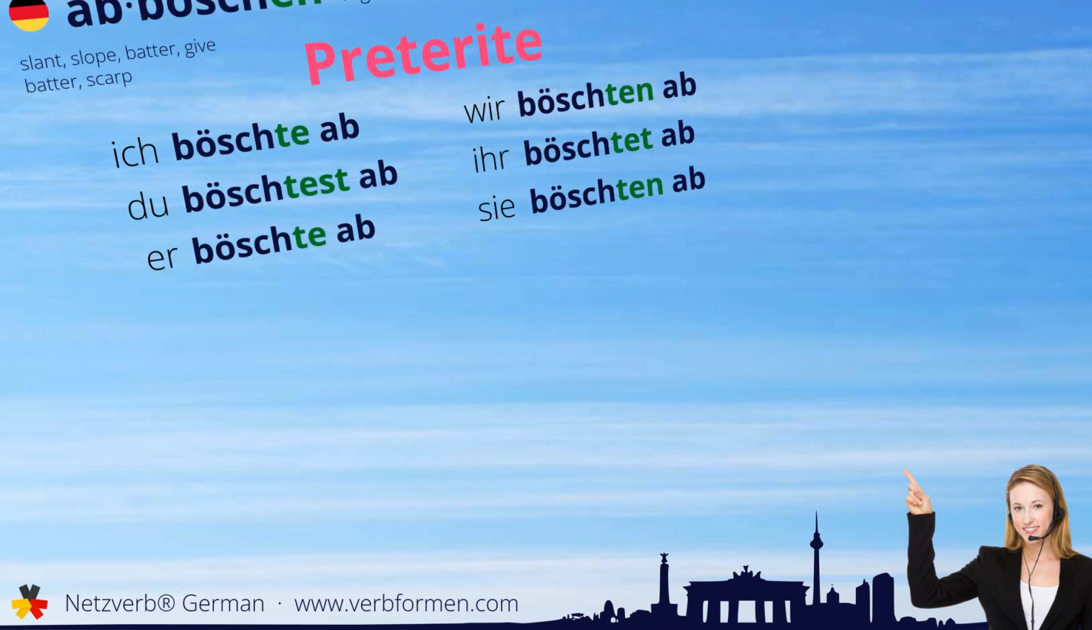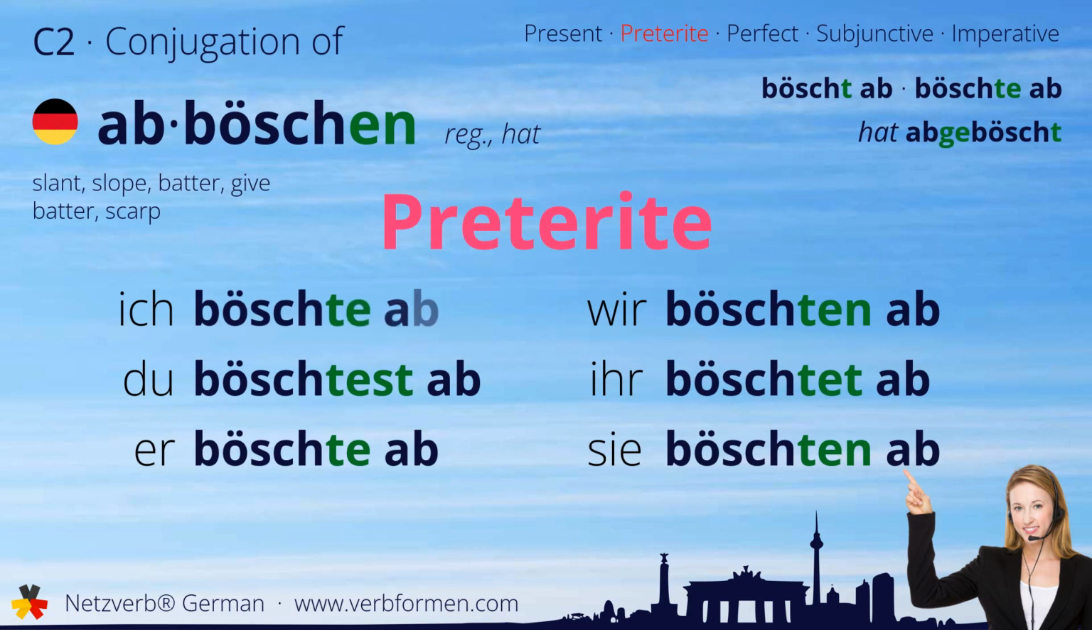Next up is the preterite. Ich böschte ab. Du böschtest ab. Böschte ab. Wir böschten ab. Ihr böschtet ab. Sie böschten ab.